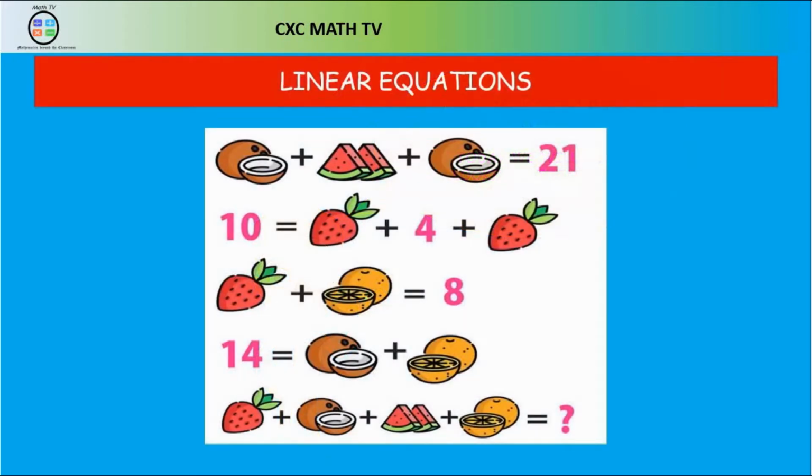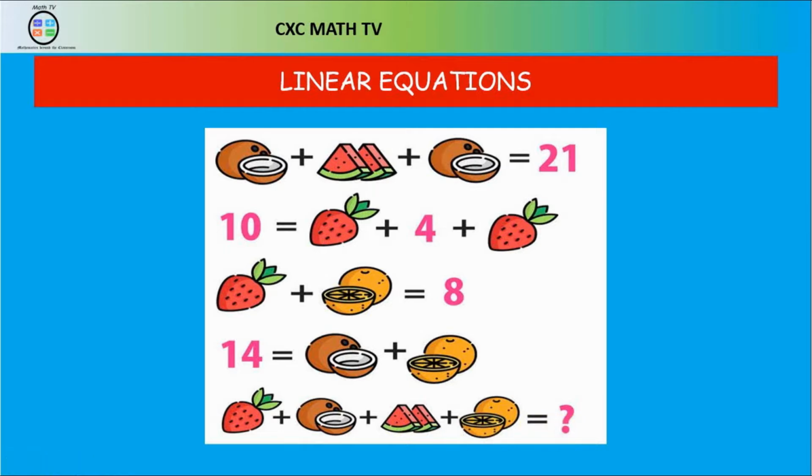So look at this image right here. You have a coconut, a watermelon, and a coconut equal 21. 10 is equal to 2 strawberry plus 4. A strawberry plus an orange equal 8. A coconut and the orange equal 14. And a strawberry, a coconut, a watermelon, and an orange equal how much?